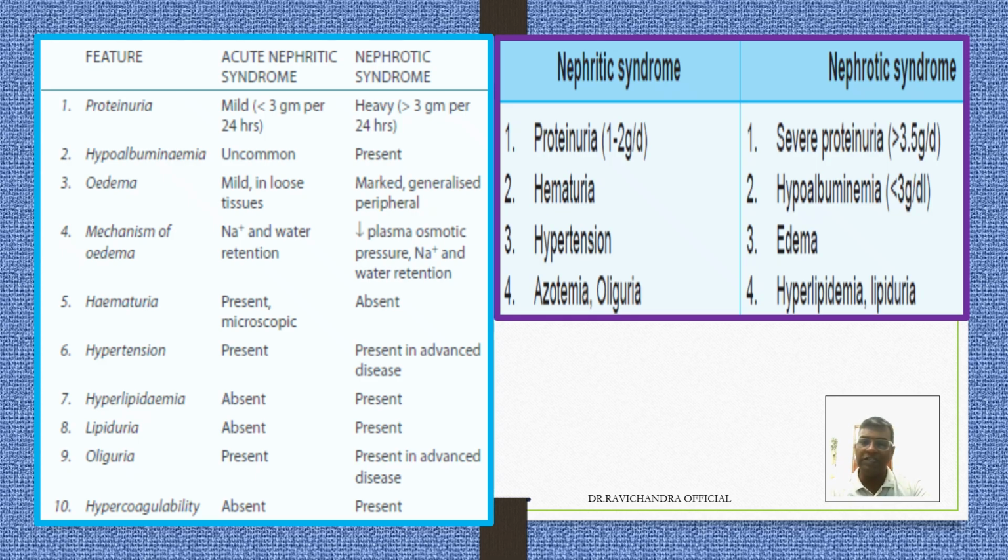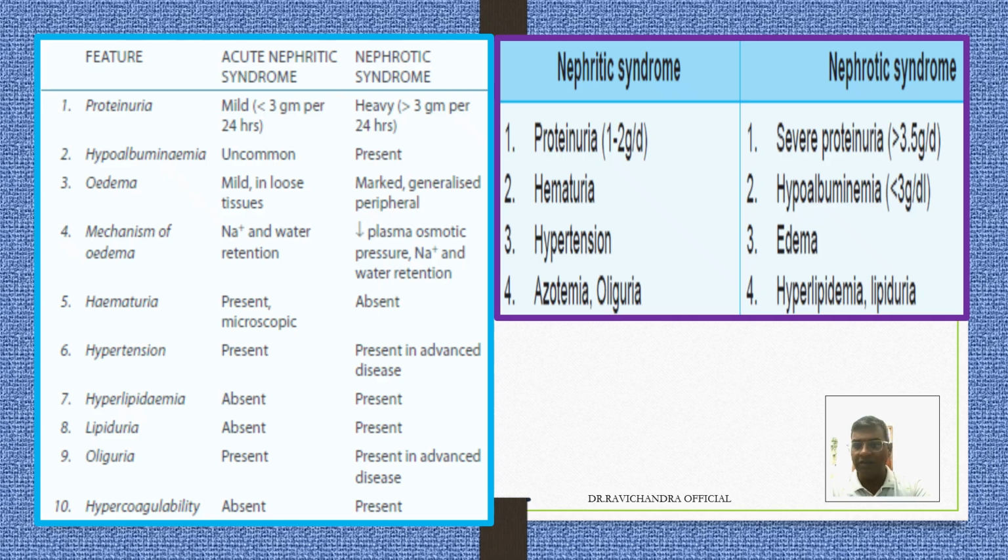Okay, proteinuria is present in both nephritic and nephrotic syndrome, but it is mild in nephritic and massive or heavy in nephrotic syndrome. Mild means less than 3 grams in 24 hours in nephritic syndrome, more than 3 grams in 24 hours in nephrotic syndrome. Hypoalbuminemia is uncommon in nephritic syndrome, but it is very common and will be present in nephrotic syndrome. Edema is present in both nephritic and nephrotic syndrome, but the edema will be mild in nephritic syndrome, and marked, generalized and peripheral edema will be seen in nephrotic syndrome.